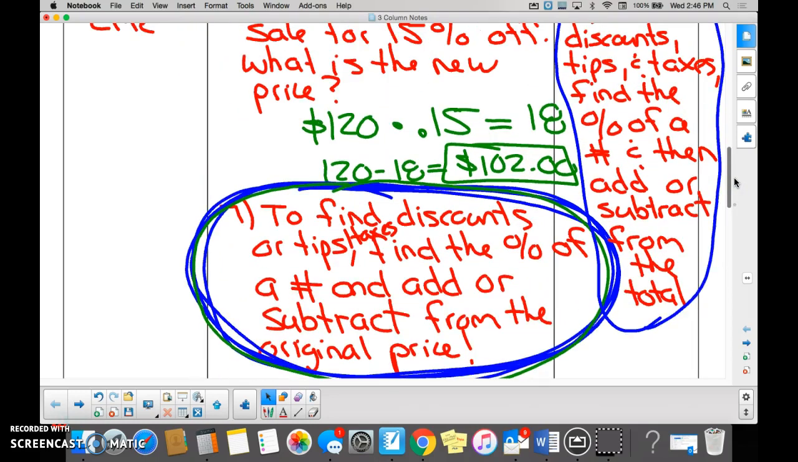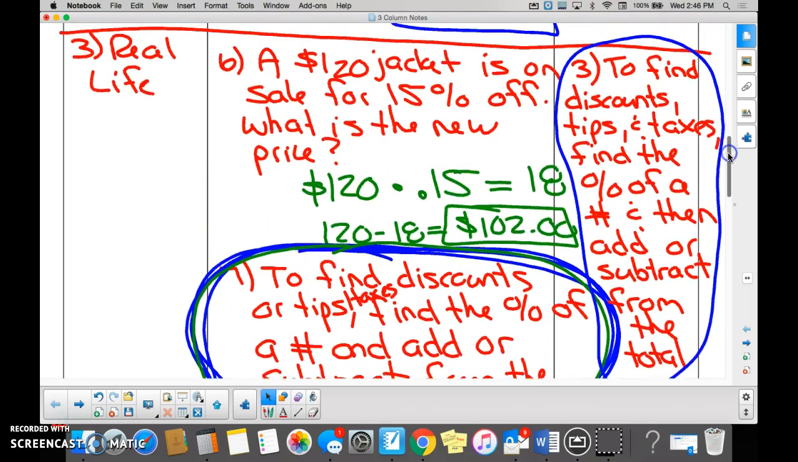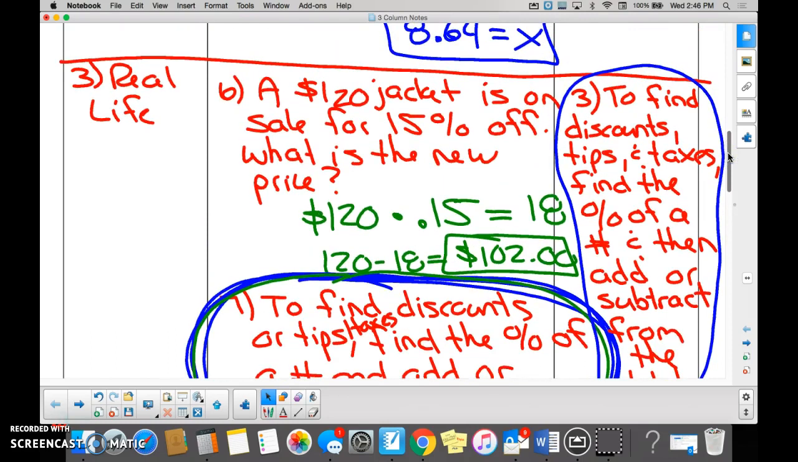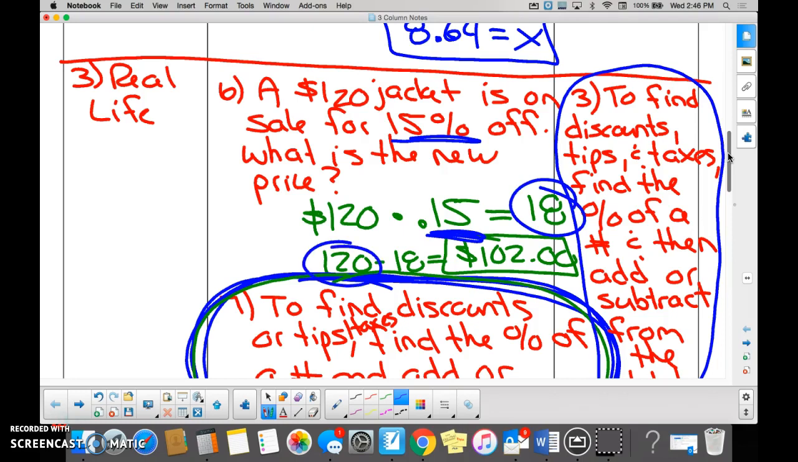Look at number 7. Same exact problem, except we're taking the $120 jacket and we're applying a discount. What's the discount? How much? 15%. Which is really 0.15. And if you multiply them together, you get what? 18. And should I subtract 18 from 120 or should I add 18? Subtract. Questions?